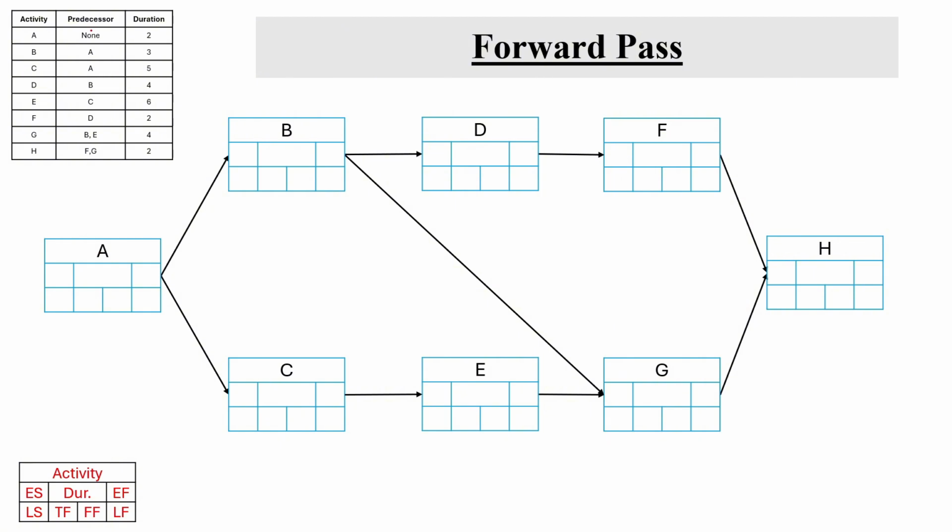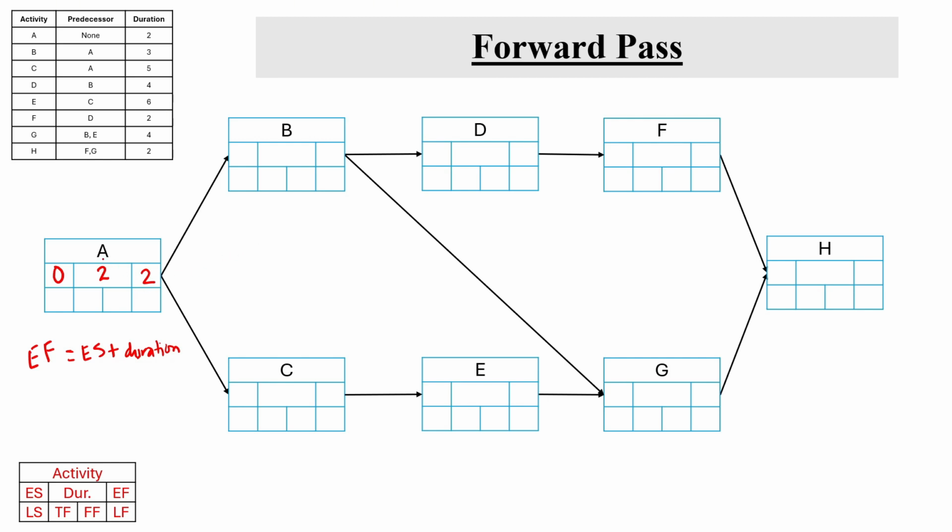Since it does not have any predecessor, it will start at day 0, that is end of day 0, and it has duration of 2 days. So its early start is going to be 0 with duration 2, and its early finish, for any activity, will always be equal to early start plus the duration of that activity. So the early finish of A would be 2 days.